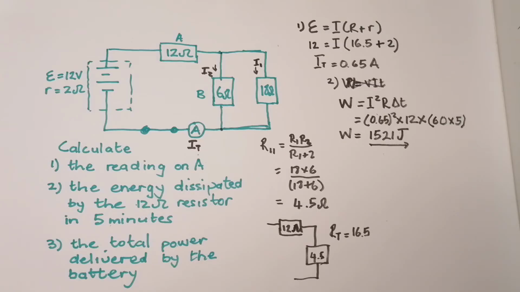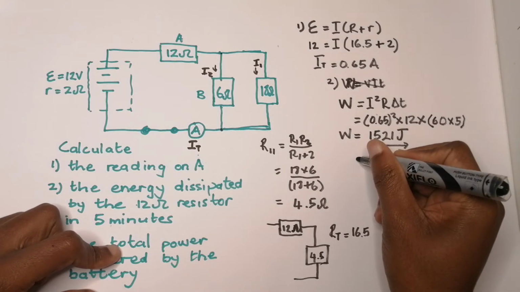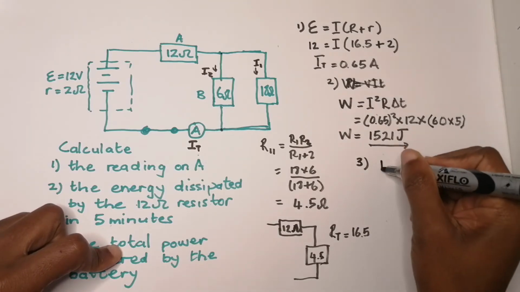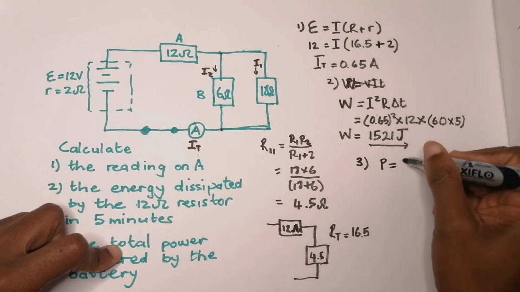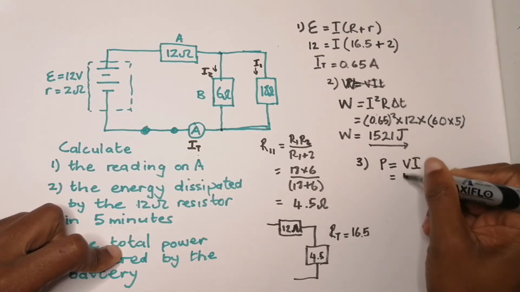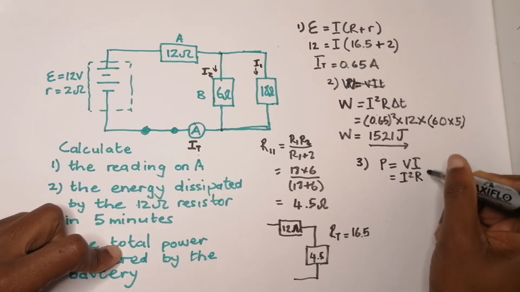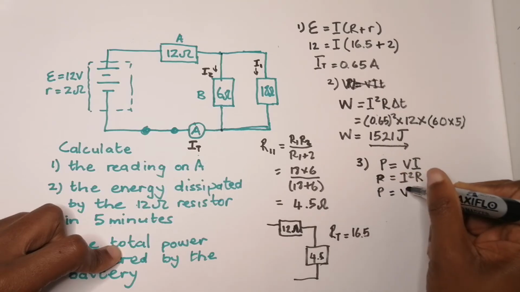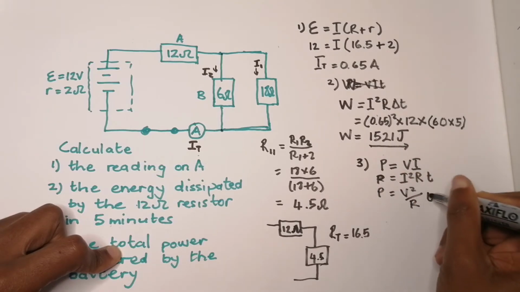Now remember, once they say it's the total power, it should also include the power that is obviously dissipated or consumed by the internal resistance. So in this case, I know that power is the rate at which work is done. But remember, once again, I've got 3 equations for power. So that's V times I. I've got another one, I squared R, and then P is equal to V squared over R.